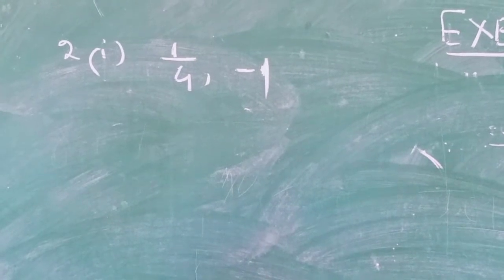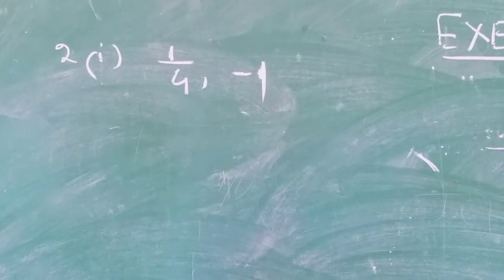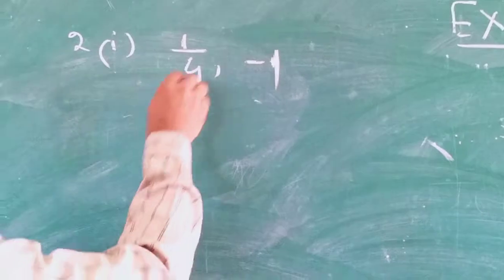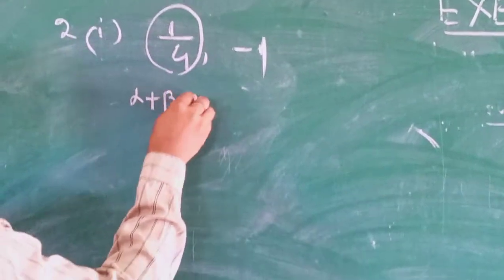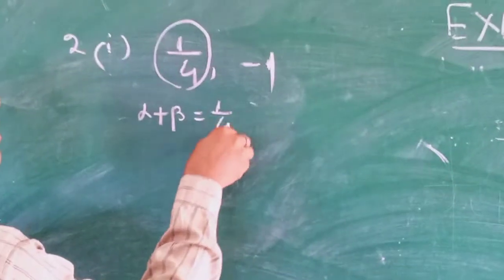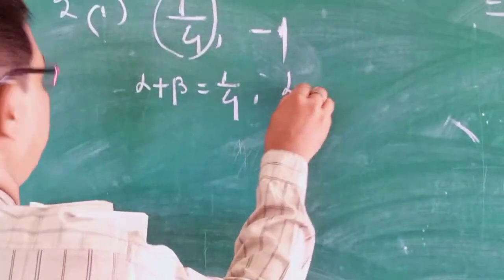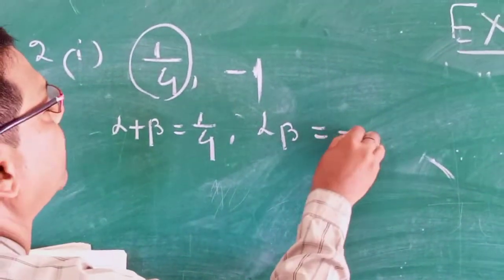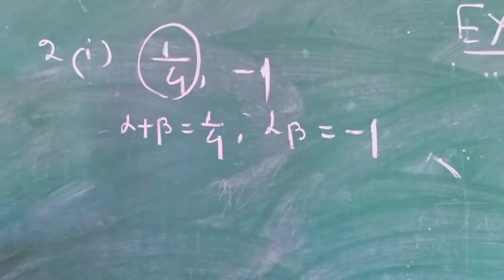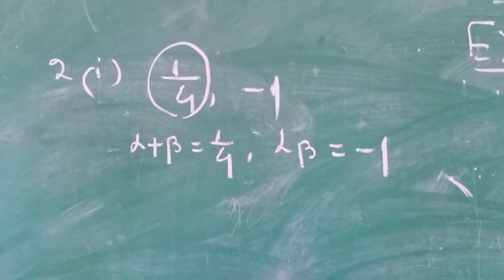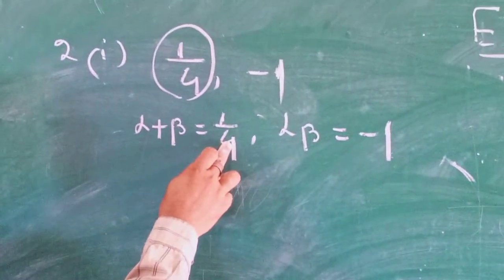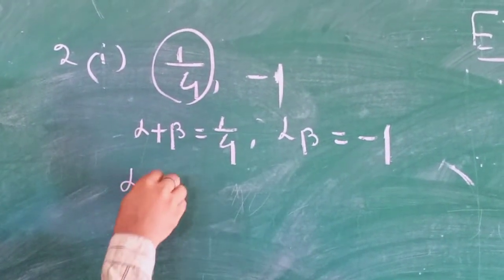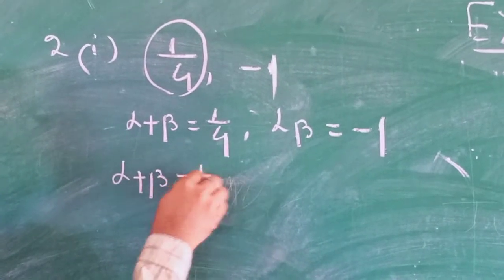Now this is the given sum and product of zeros. So 1 by 4 is the sum of the zeros, means alpha plus beta is equal to 1 by 4, and alpha into beta, the product, is given here as minus 1. You have to form a quadratic polynomial. Okay. Now you see alpha plus beta is equal to 1 by 4, given.